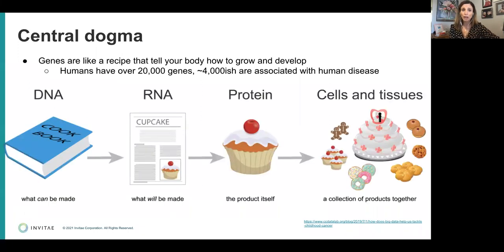So if you think about DNA like a cookbook, it tells us what can be made. And then through the process of transcription, the DNA is made into RNA, which tells us what will be made. And then through the process of translation, proteins, the product itself, are made. And then the collection of all of these proteins together are what make up our cells and tissues.